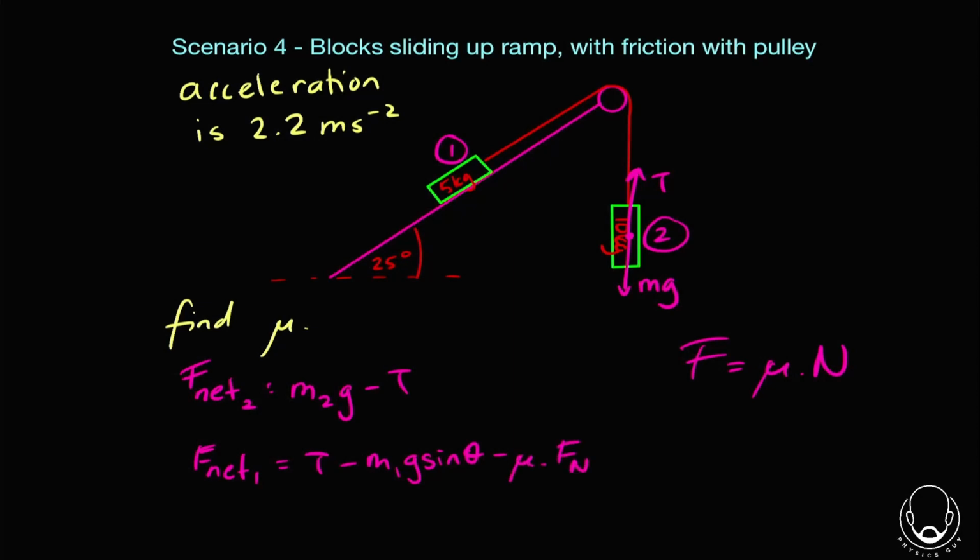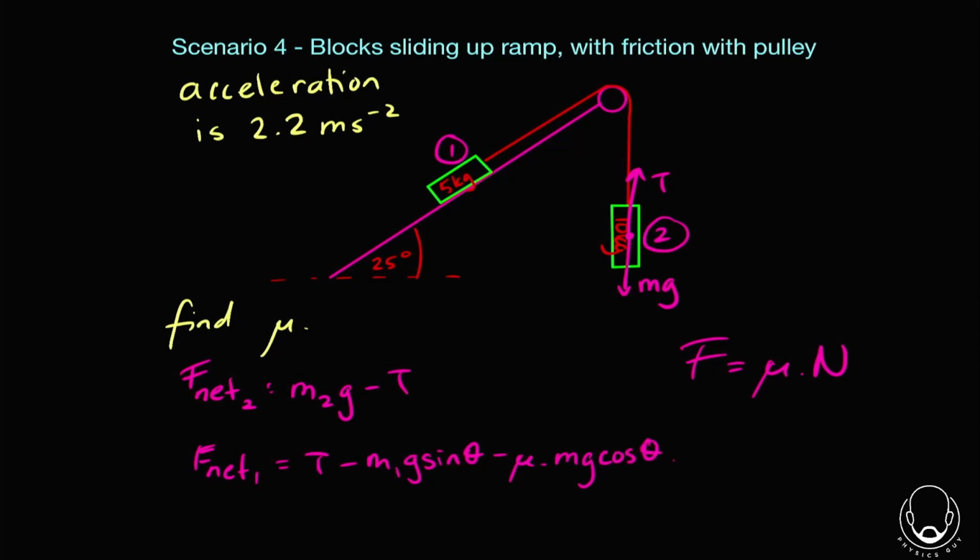Okay, but this is inclined. And so remember, our normal force is actually just going to be mg cos theta. So it's mu times the normal force, and the normal force is mg cos theta. So therefore it just becomes mu times mg cos theta.